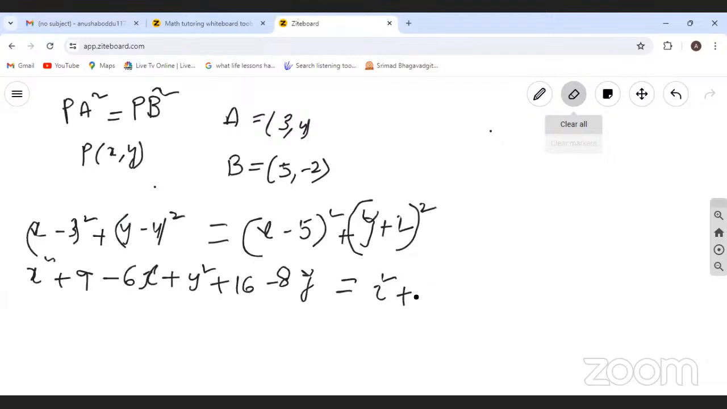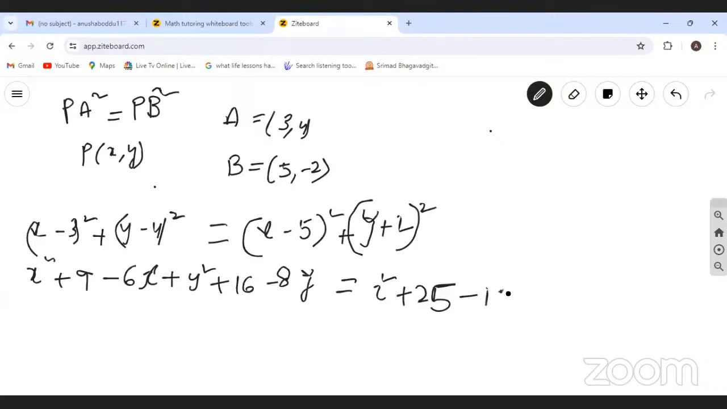The equation is 4x plus 3y plus 7, ma'am. 4x plus 3y plus 7. Please check your answer once again. Ma'am, I got x minus 3y minus 1. Yeah, x minus 3y minus 1 is the answer, ma'am. Please check your answer once again.